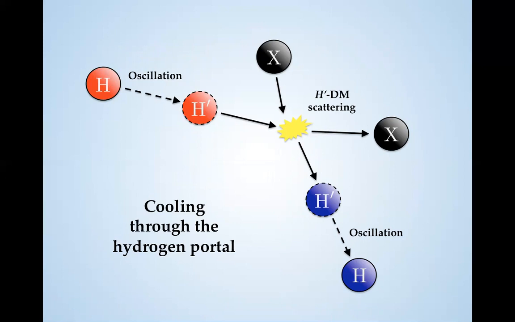So first, H oscillates into H prime. We're going to think about this kind of schematically here. We assume that mirror hydrogen couples to dark matter, unlike standard model hydrogen. So then H prime scatters on dark matter, which is cooler, and that causes H prime to lose kinetic energy. And then it oscillates back into H, now carrying less momentum. So it's a kind of 2 or 3-step process. It involves both these ingredients, oscillations and scattering with dark matter.